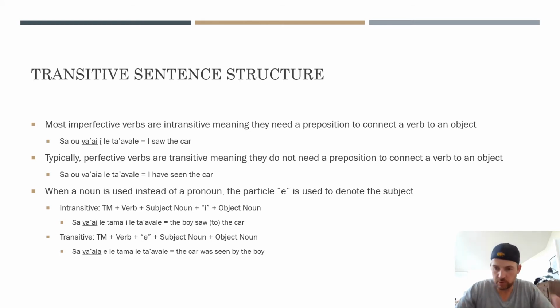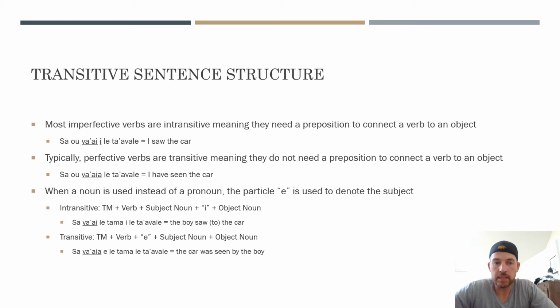If we were to get rid of the pronouns and still use the perfected form of va'aya, there's a slightly different sentence structure formula that we need to follow, besides just dropping the preposition. And I'll talk about that here. I want to first talk about the intransitive sentence structure and how that looks, which should be what you've learned up to this point. And then I'll talk about the transitive sentence structure, which will be new in this video.